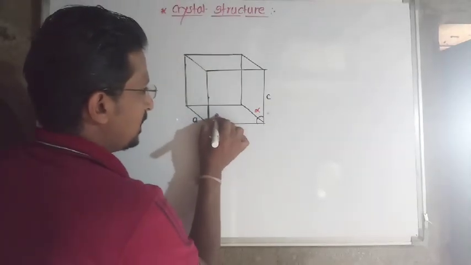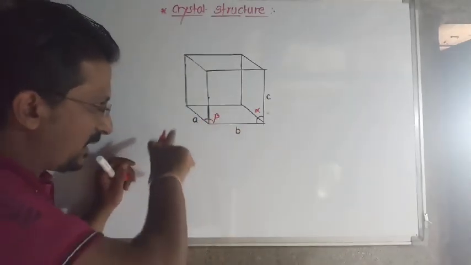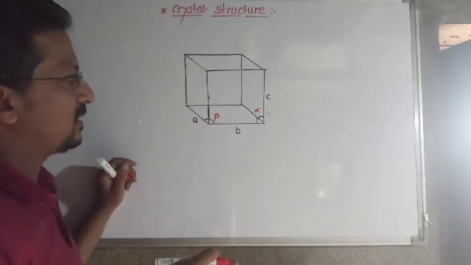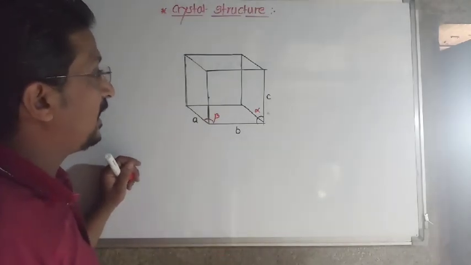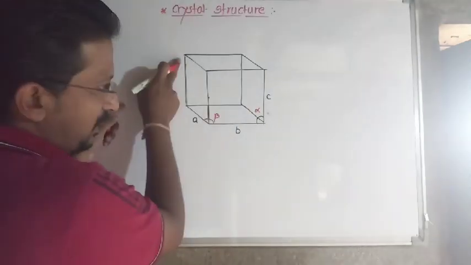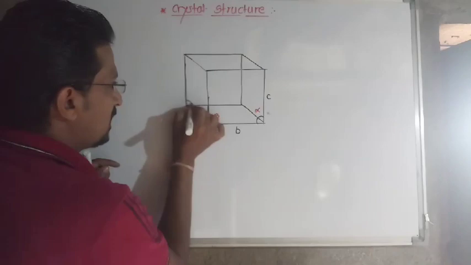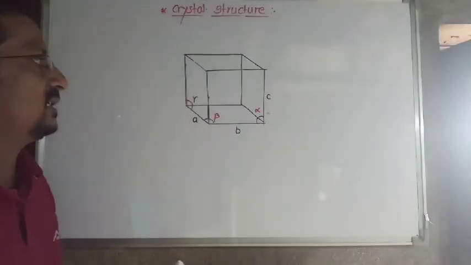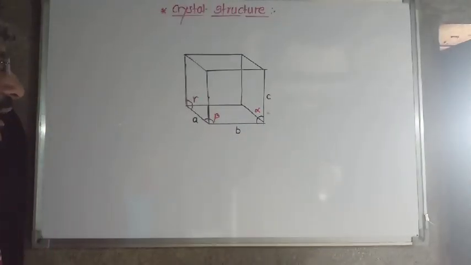Suppose it is beta, then C and B covered, A and B covered. So between C and A, this edge and this edge are symmetrical. This one is the A. So between A and C, suppose it is gamma. So between A and C, it is gamma. So alpha, beta and gamma.